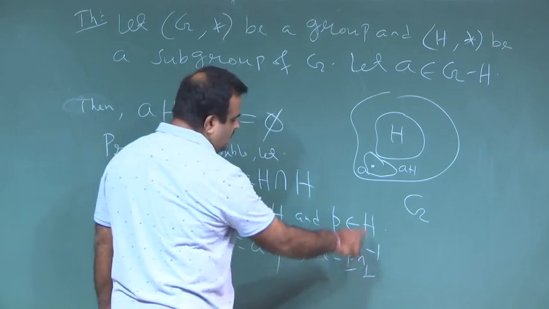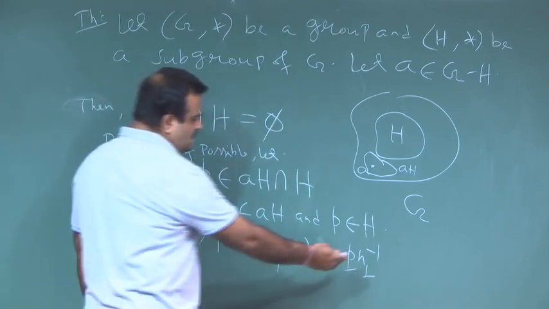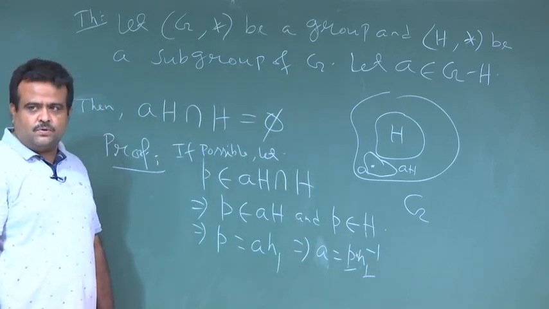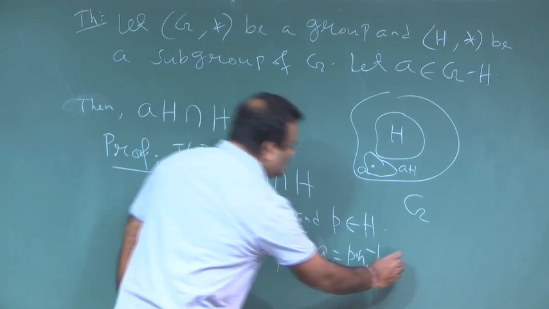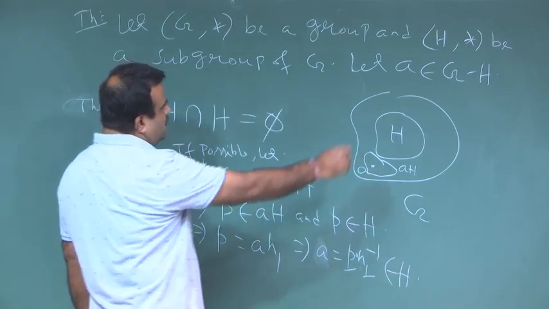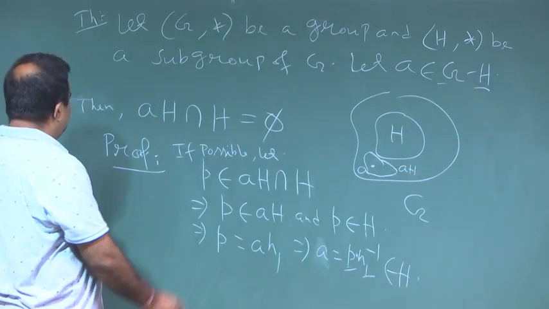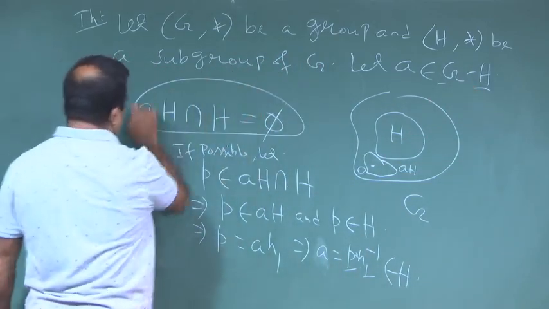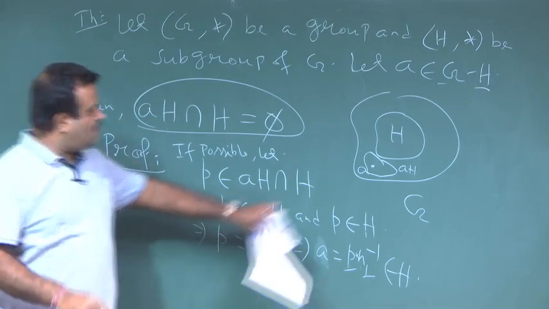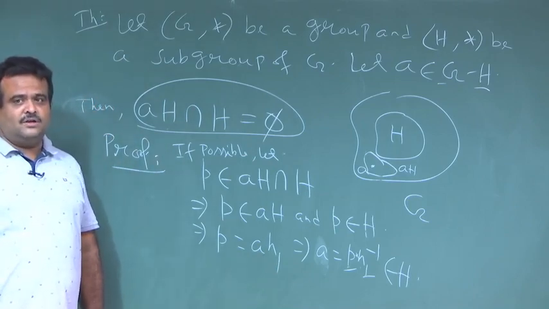Now, p is in H. So, their composite, their product under the star operation, will also belong to H, because H is a subgroup, by the closure property. So, a belongs to H, which is a contradiction, because we have taken a to not belong to H. So, that means this is true, they are disjoint. So, if you choose an element from outside, then they are disjoint.